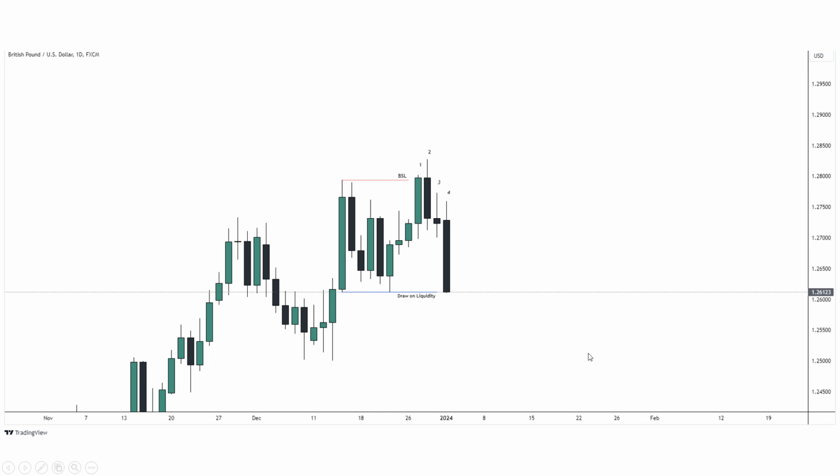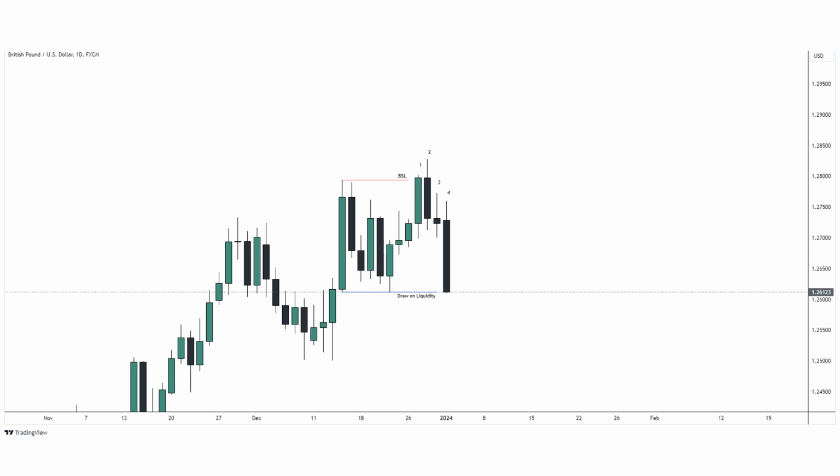As an example here, you can see we have this daily fair value gap. Let me draw this for you guys. You can see we have this daily fair value gap. So let's say you're looking for a long at this daily fair value gap, you're going to target this high, if you're looking for the long here.